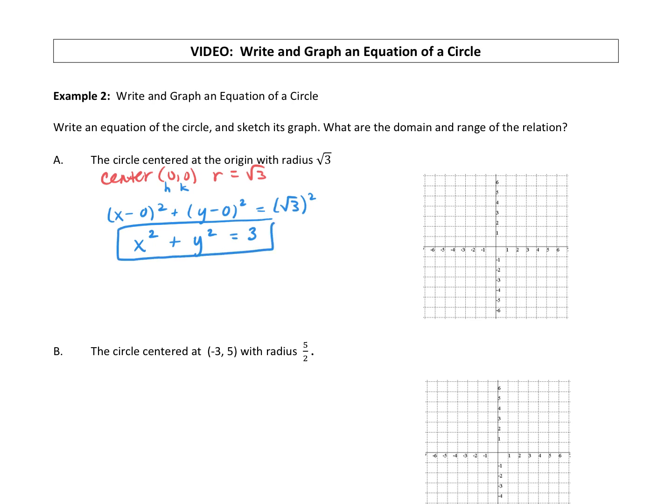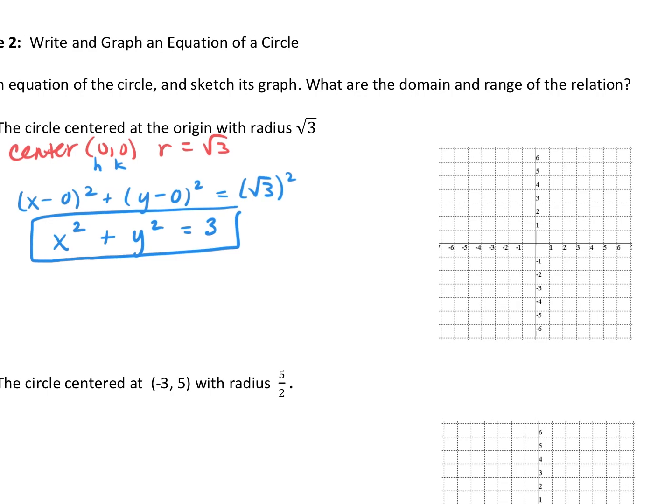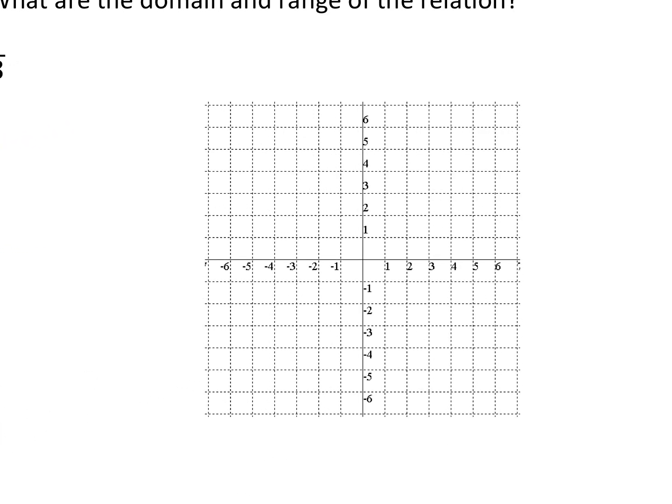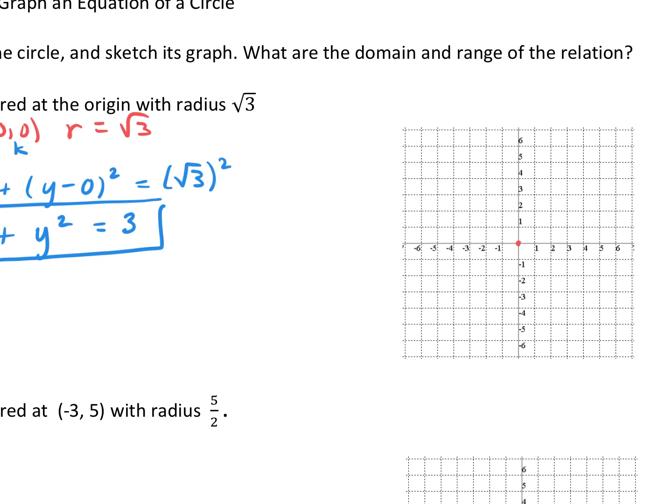To graph this, we always start by plotting the center of the circle first. So the center of our circle is at 0, 0. And the radius is the square root of 3. So we use the center of the circle and the radius to graph these. I don't have a square root of 3 on my graph, so we'll grab a calculator and figure out that the square root of 3 is about 1.7. So we're going to do a little bit of estimating in our graph.